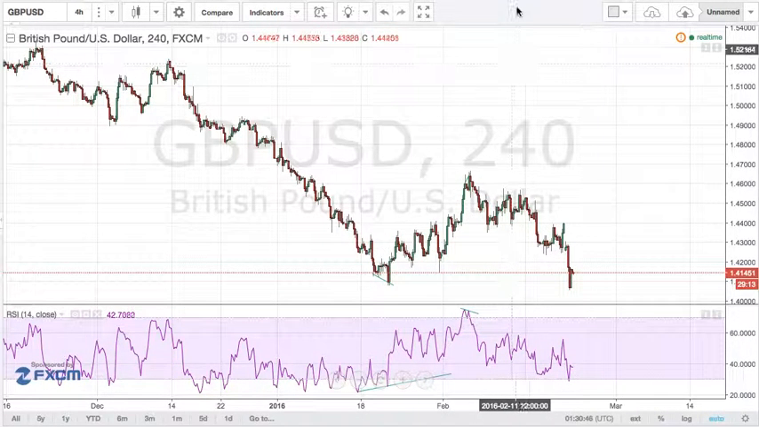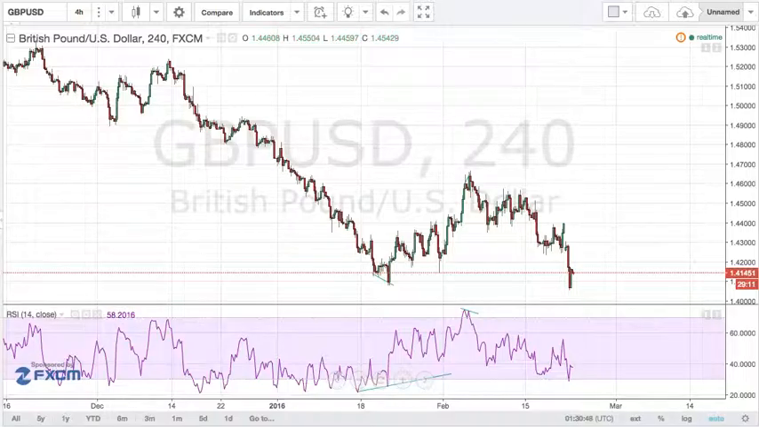RSI can be used for multiple purposes. It can be used for overbought and oversold territory. Then you have to identify the trend, however, and then you can use RSI for divergence.